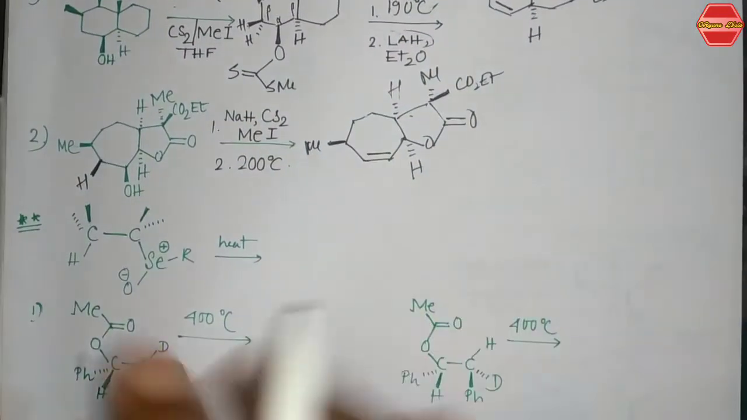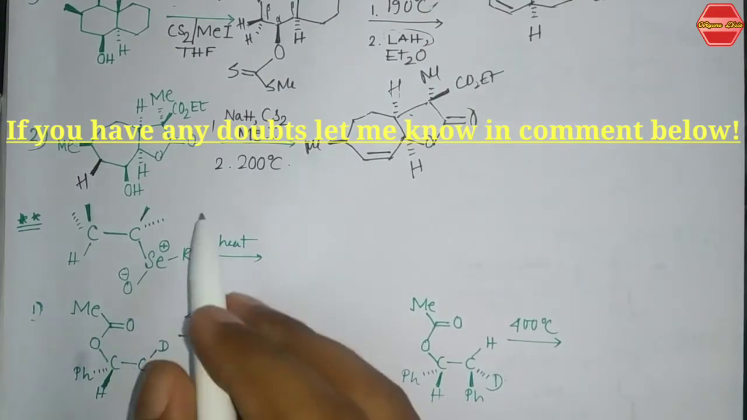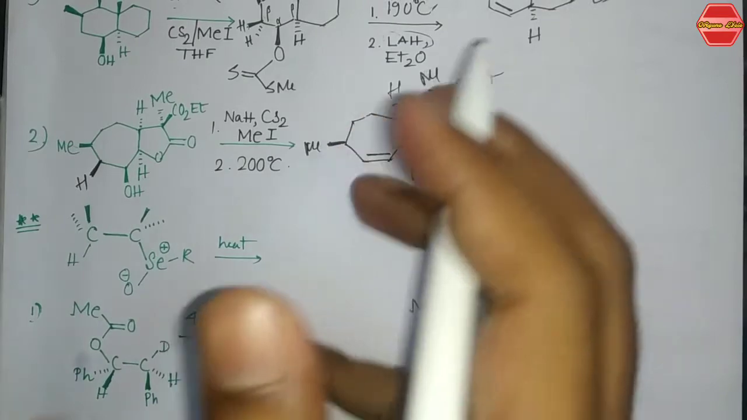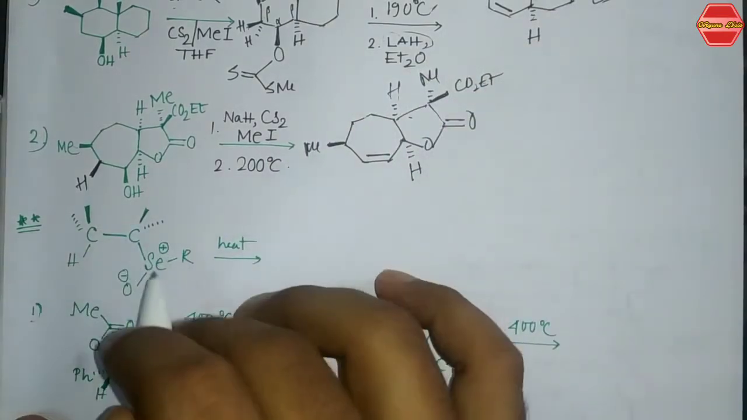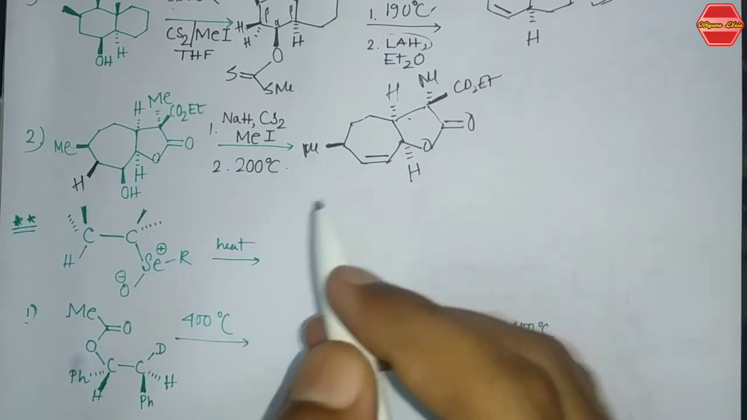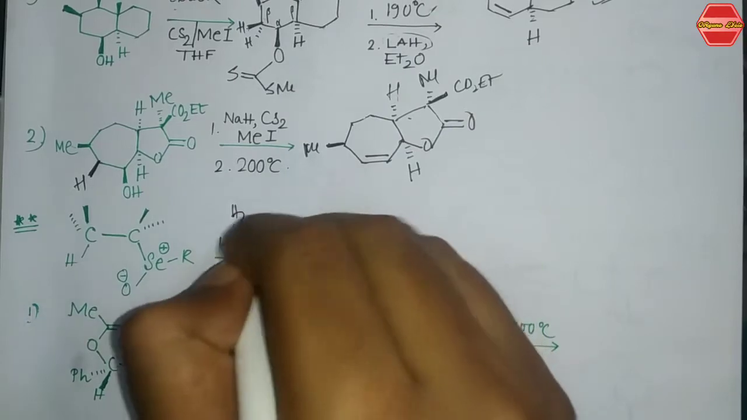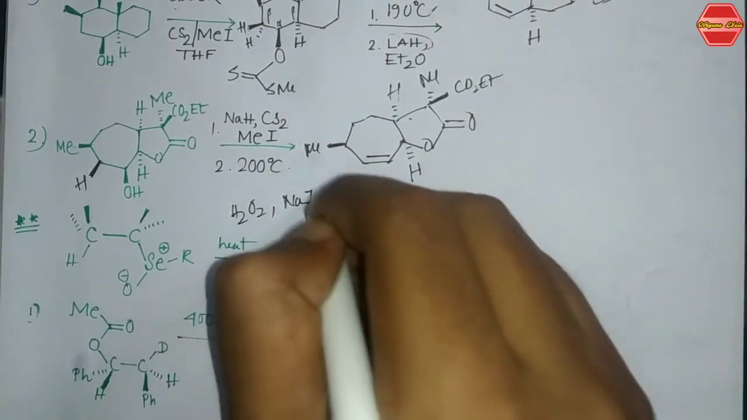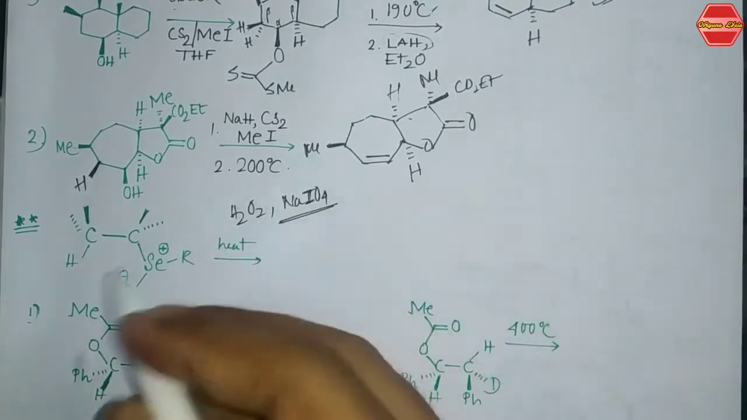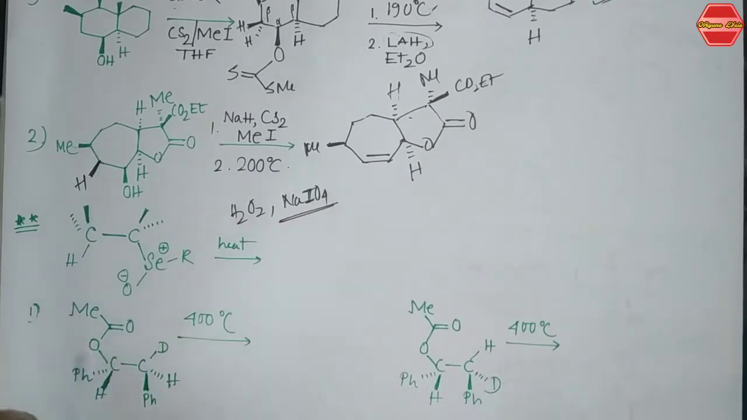Now a similar kind of thing happens when you are using the selenium oxide case. Now how can you prepare this selenium oxide? I already told you in my previous video that when we are using a selenium compound or sulfur compound, and we use any kind of oxidizing agent, that is H2O2 or NaIO4, then you are getting this selenium oxide or sulfoxide kind of derivative.